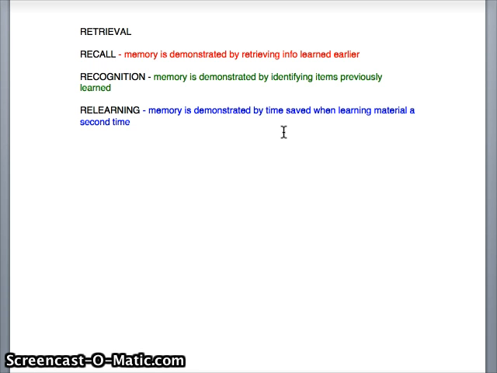That is because it was not totally forgotten the first time. You did actually have it still stored in your long-term memory, even if you couldn't quite get to it. And so because it is easier to learn it the second time around, you know that it was still there somewhere, that it was still stuck in your long-term memory storage.